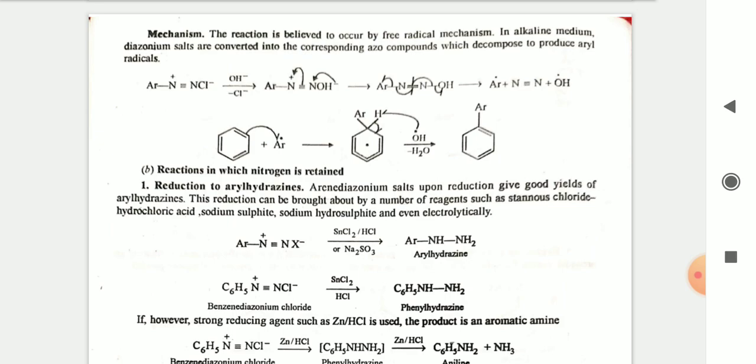In alkaline medium, the diazonium salt is converted into the corresponding azo compound, which decomposes to produce an aryl radical. B. Reactions in which nitrogen is retained. First, reduction to aryl hydrazine. Arene diazonium salts upon reduction give good yield of the aryl hydrazine. This reduction can be brought about by a number of reagents such as stannous chloride, hydrochloric acid, sodium sulfite, sodium hydrosulfite, and even electrolytically.